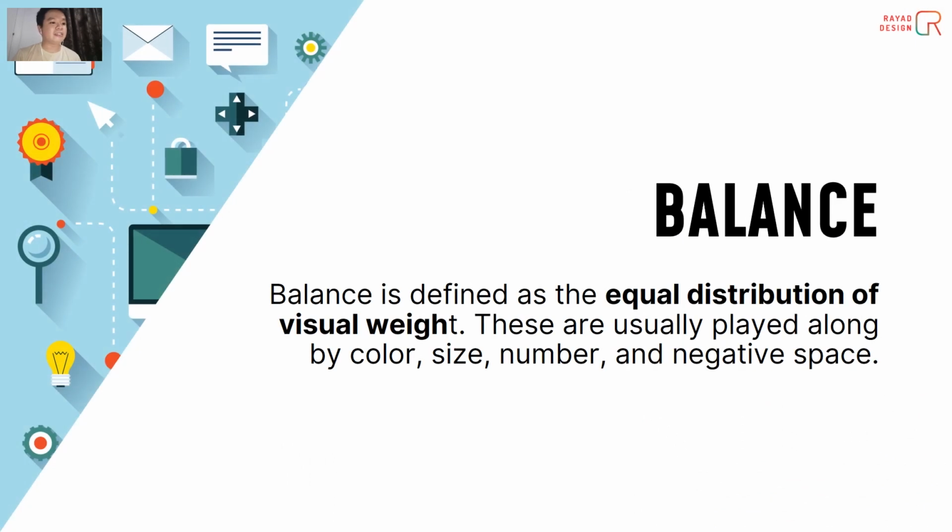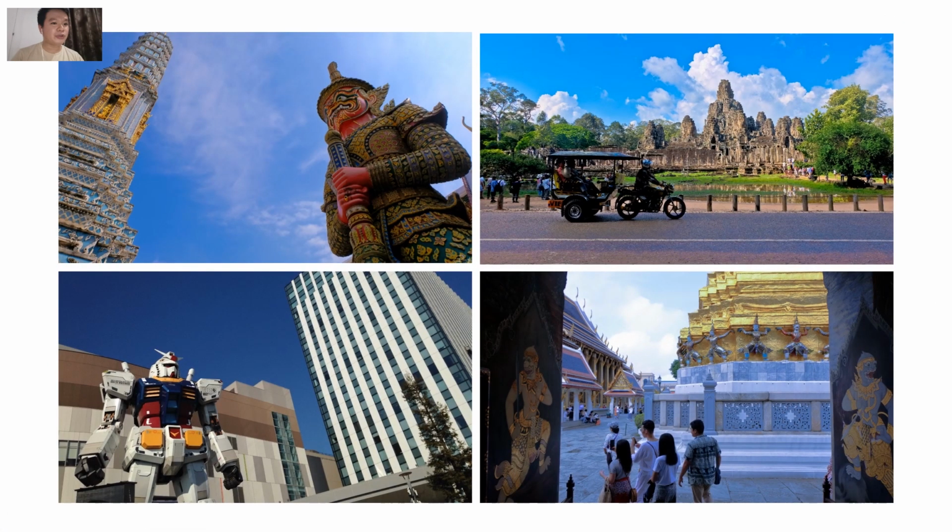Next will be balance, which is defined as the equal distribution of visual weight. These are usually played along by color, size, number, and negative space. Right here we have photographs of my various travels, starting from the top left, going clockwise. First, you can see the statue and the monument. These are in Bangkok, Thailand. The visual weight is actually found on the edges of the photograph: on the right side is the statue, and on the left side is the monument.